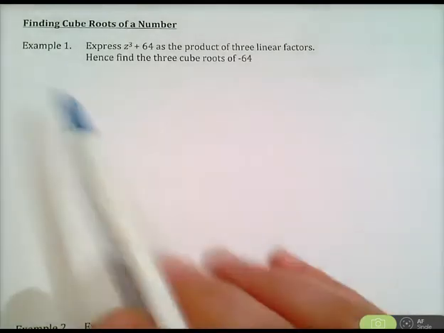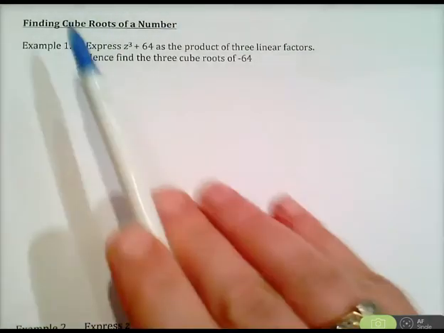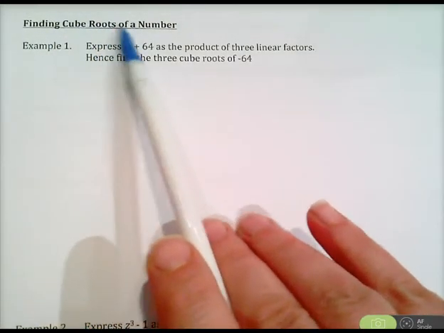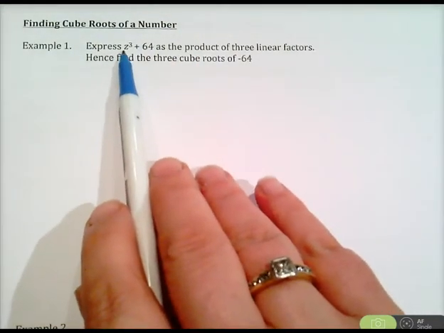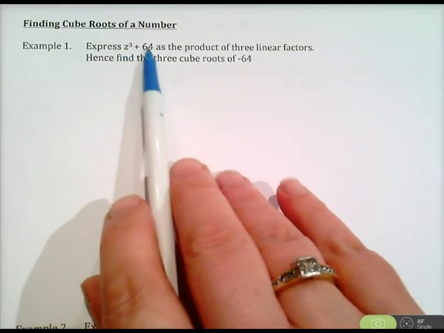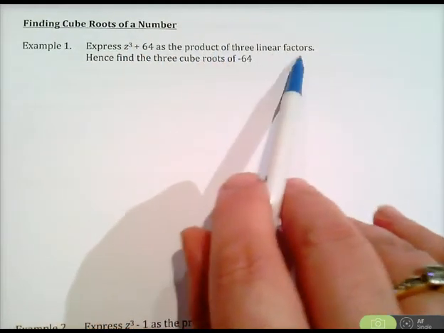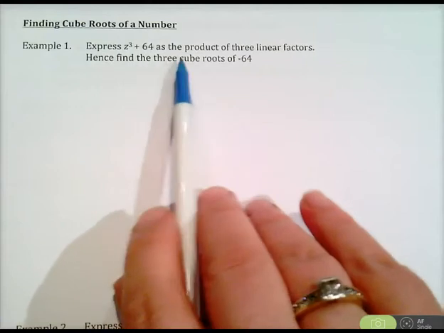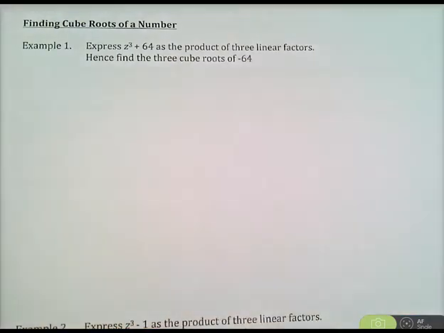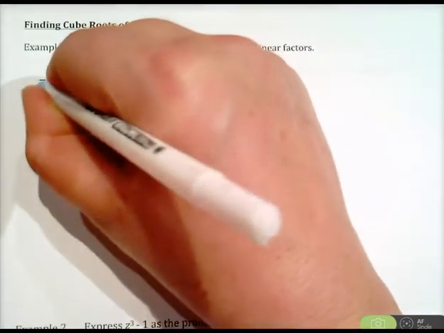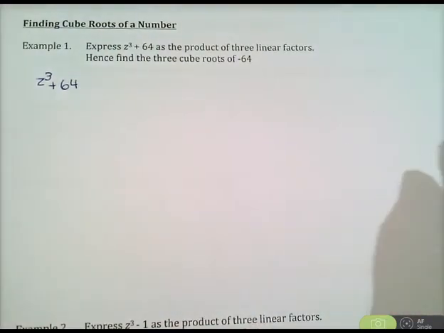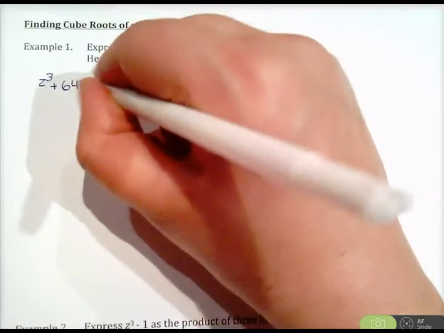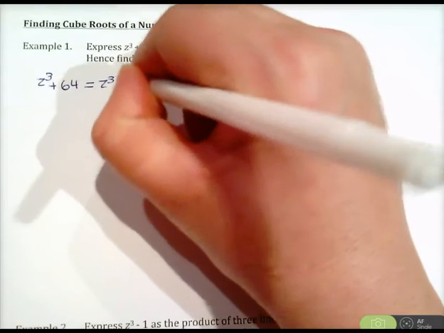Okay, in our next page, page 13, we're looking at finding the cube roots of a number. First, we're going to express z cubed plus 64 as the product of 3 linear factors. Hence, we want to find the 3 cube roots of negative 64. Okay, let's just do what they're asking first. So we're expressing z cubed plus 64 as the product of 3 linear factors. Now this really is z cubed plus 4 cubed.